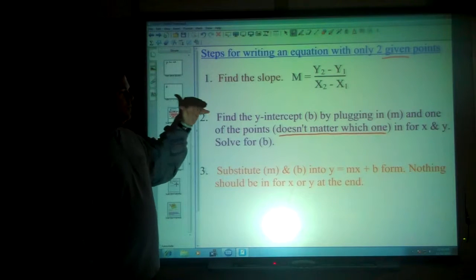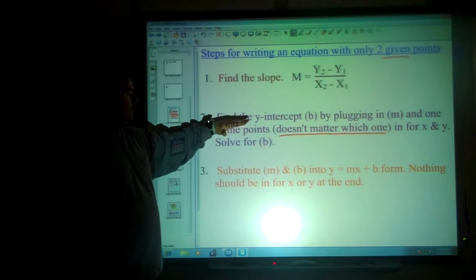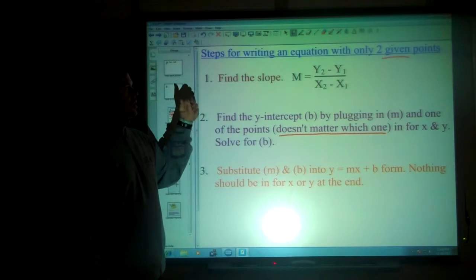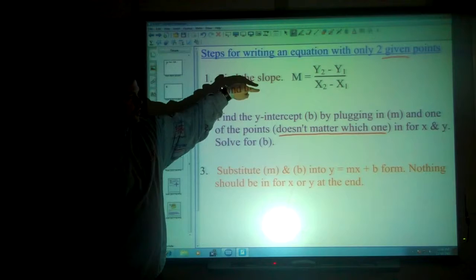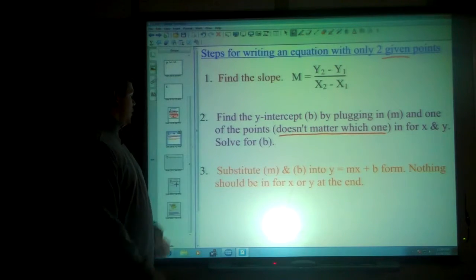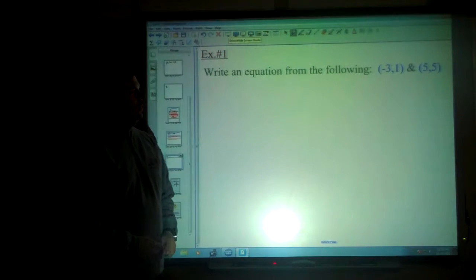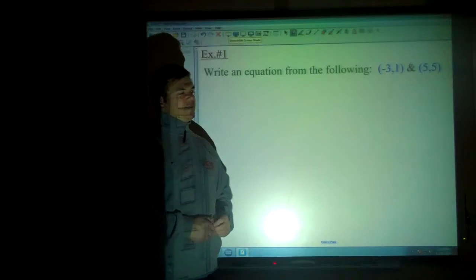The only difference between what we've done in the past, before we were doing steps 2 and 3, we were given the slope and a coordinate. Now we're just given 2 coordinates that you first have to find the slope and then plug them in. So you're going to get more practice with what you were doing before. Write an equation from the following: (-3, 1) and (5, 5).